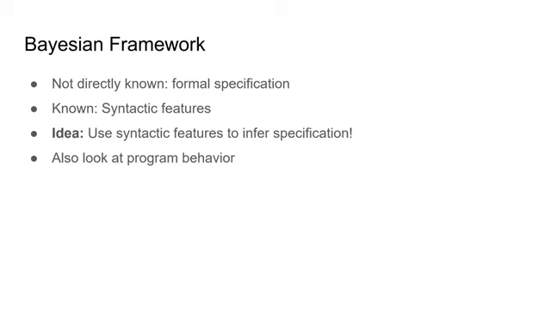So this is all actualized through a Bayesian framework, which the authors go very in depth on. I won't go that in depth. But when we're thinking about this hypothesis-evidence framing, here the hypothesis is our formal specification. It's something that's not really known explicitly. And then what is known, or evidence, is the syntactic features of the program, like the actual syntax for how, let's say, for example, an API is called. So when it comes to using Bayes' rule, all we're doing is using the syntactic features, our evidence, to infer the formal specification, which is our hypothesis.